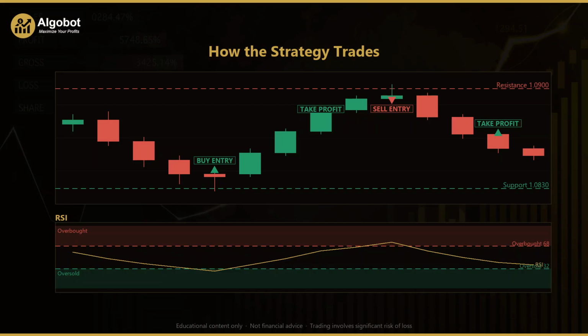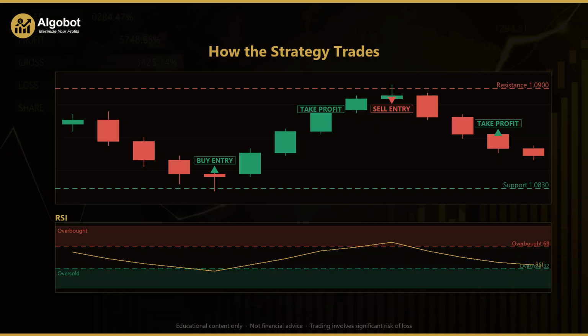Price then rolls over and falls. Candle by candle it works lower, away from resistance, while the RSI eases back down out of the overbought zone. The move continues until price reaches the lower take profit target, again set at the same fixed reward to risk multiple of the measured risk. That completes the short trade.